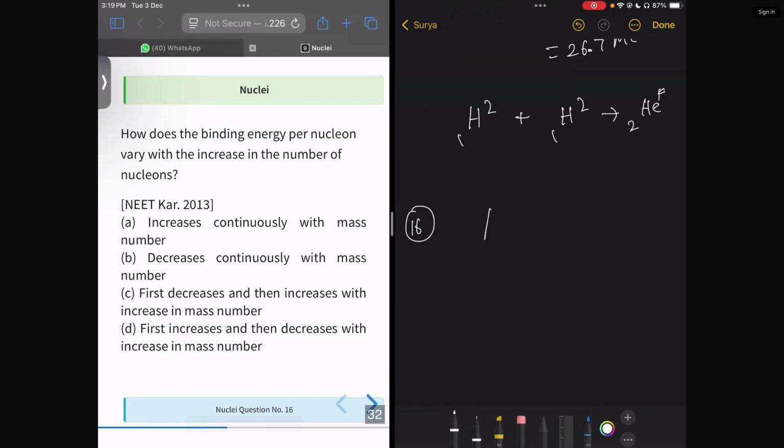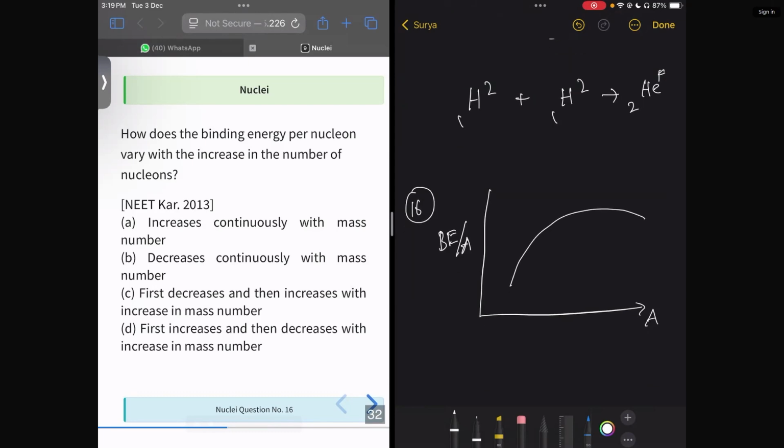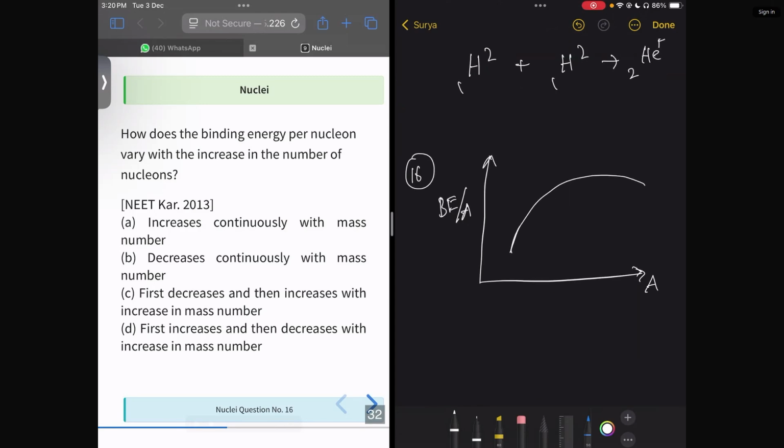So usually the binding energy per nucleon with increasing nucleons will look like this. Initially it increases and then decreases. So option D will be the right answer. First it increases and then it decreases, because the binding energy per nucleon is the measure of how tightly the nucleons, protons and neutrons, are bound in the nucleus.